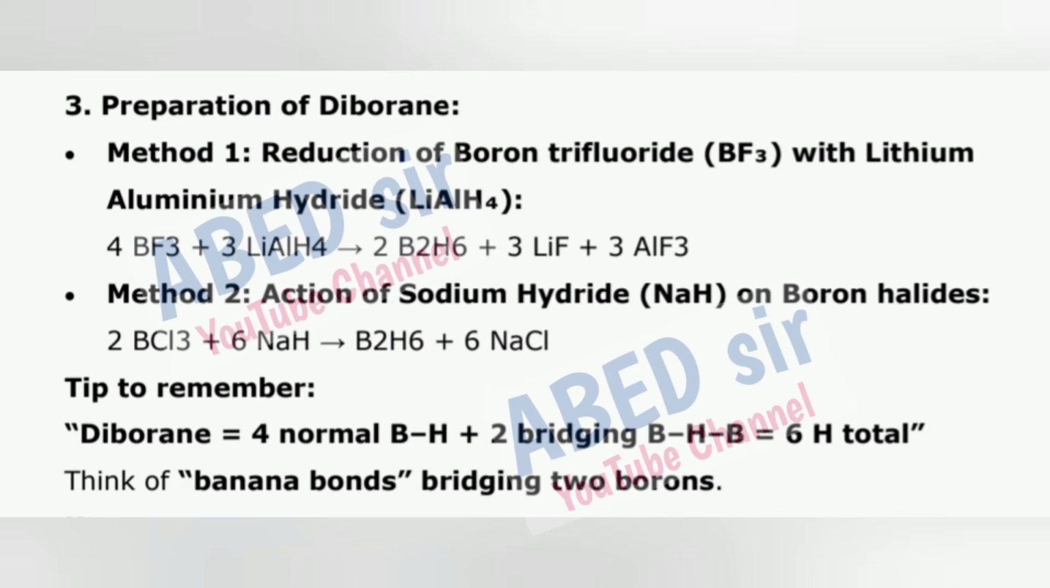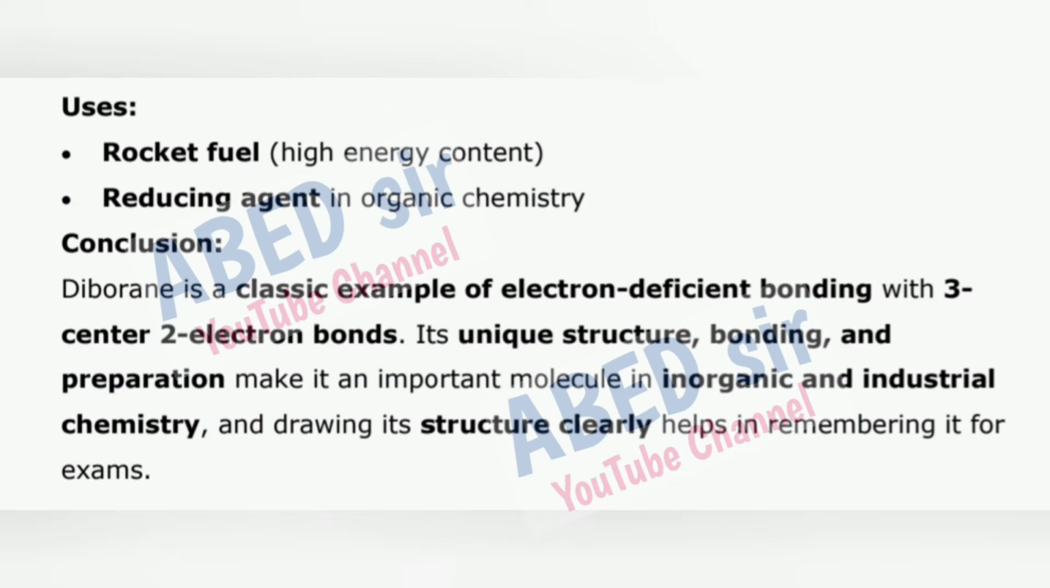Tip to remember. Diborane is equal to 4 normal B-H plus 2 bridging B-H-B, 6 H total. Think of banana bonds bridging two borons. Uses: rocket fuel, high energy content, and a reducing agent in organic chemistry.